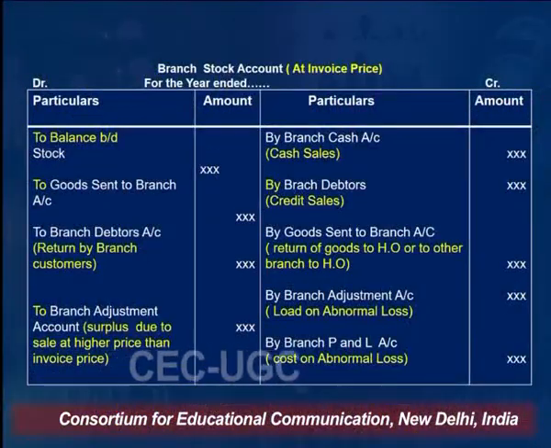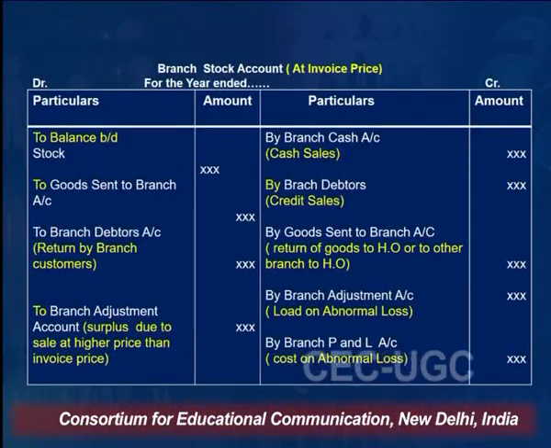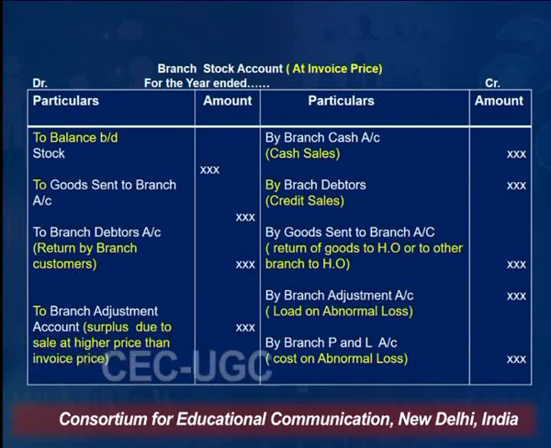This branch stock account depicts all the items which are related with the stock. If there is any item related with normal loss or abnormal loss or any other item related with goods only, it is to be shown in the branch stock account. So this is the format of the branch stock account, and as I have explained, it is always prepared at invoice price under the stock and debtors method.